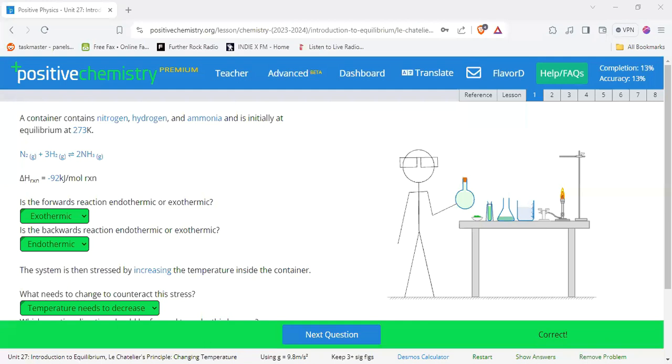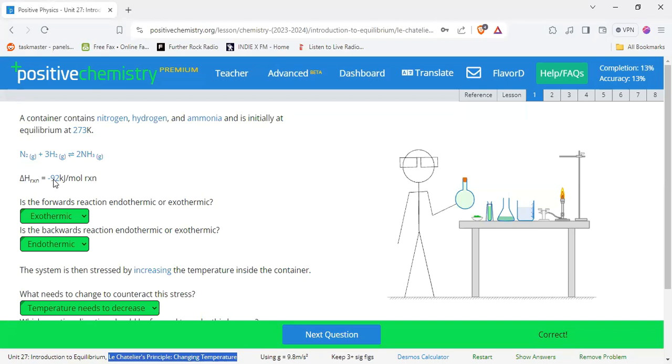So now I'm on Le Chatelier's principle, changing temperature. And let's talk about question one. We have our ammonia reaction again, and it tells us the delta heat of reaction is a negative value, and that's kilojoules per mole of reaction. And that's what I said, you can have a mole of reactions, just like we could perform an action a dozen times, you can have a mole of reactions happen. You can perform the reaction a mole of times.